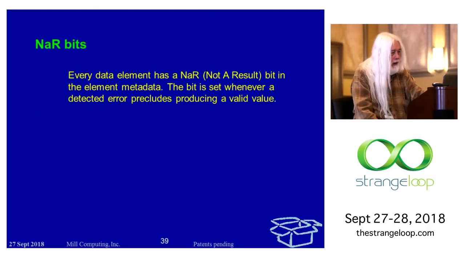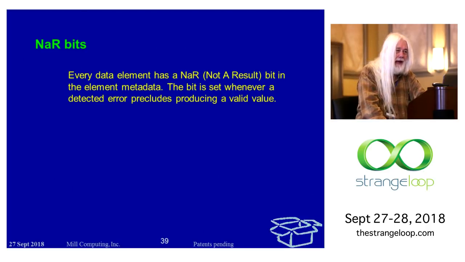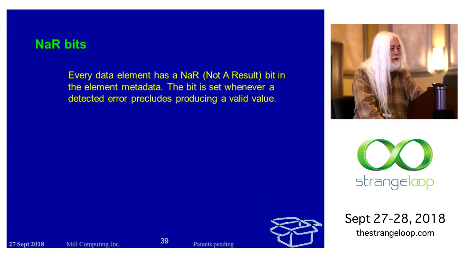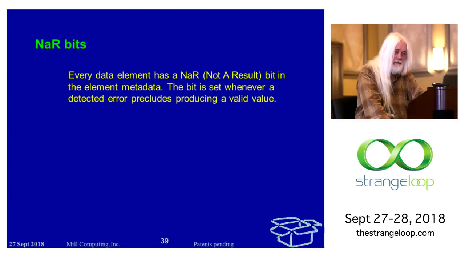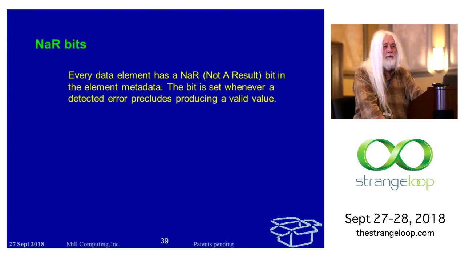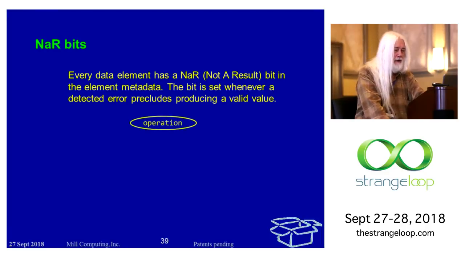The Mill solution for this problem is to augment every operand in the core with an extra bit in its metadata, called the Not A Result, or NAR, bit. This bit is set on every value whenever the operations determine that they cannot produce a valid result: signed overflow for shifts, loads with null addresses, anything in which, folks, this value is bogus. What you get back is a NAR, with the NAR bit set.